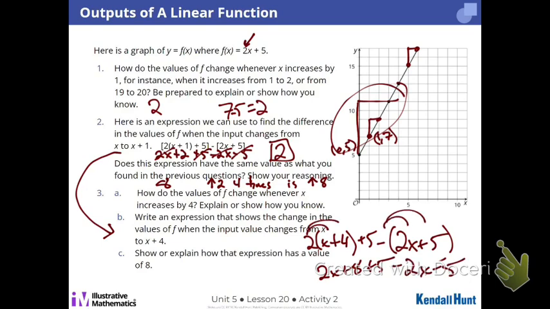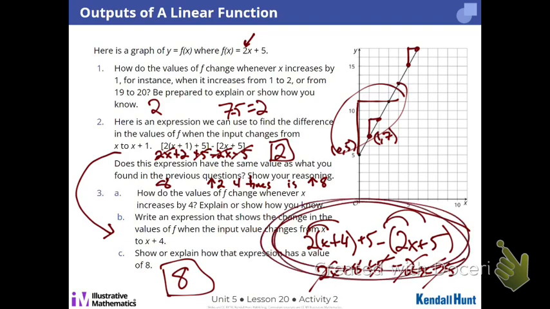Okay? Look what cancels. My 2x's cancel. My 5's cancel. Look what I'm left with. 8. It still holds true. Because no matter where I'm at on this graph forever, because of the slope of 2, if I'm 4 away, it changes by 8. No matter what 2 points I choose, that's what this means. Because if I slap a 5 in for x, 4 more than that is 9. If I slap a 12 in for x, 4 more than that is 16. This works for everything, for 4 or more.